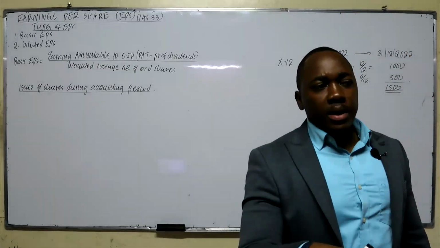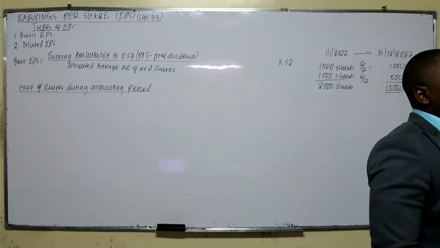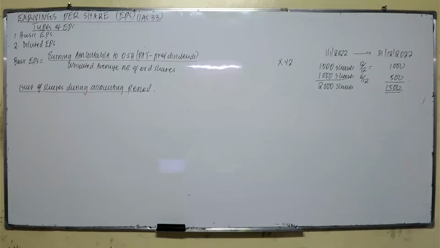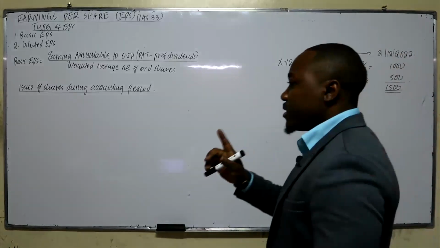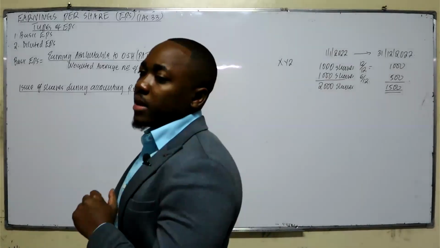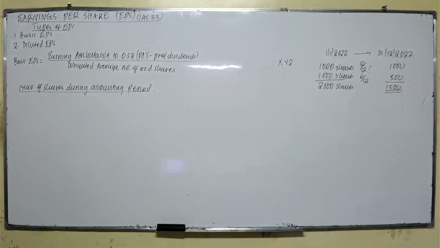For example, if the company effects a bonus issue of shares, you give the bonus shares to the existing shareholders. That means you are giving them for free. In that case, the company does not get any new resources. Now let's start with the first one. Issue of shares at consideration.